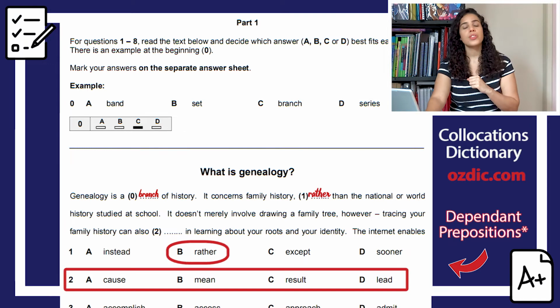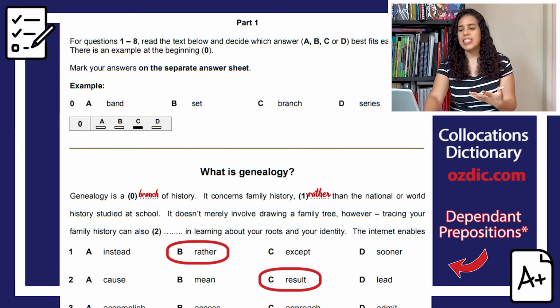Alright? So, do you have the answer? That's right. The correct alternative is C, result. This is the only word that collocates appropriately with the preposition in. So, it doesn't merely involve drawing a family tree. However, tracing your family history can also result in learning about your roots and your identity.